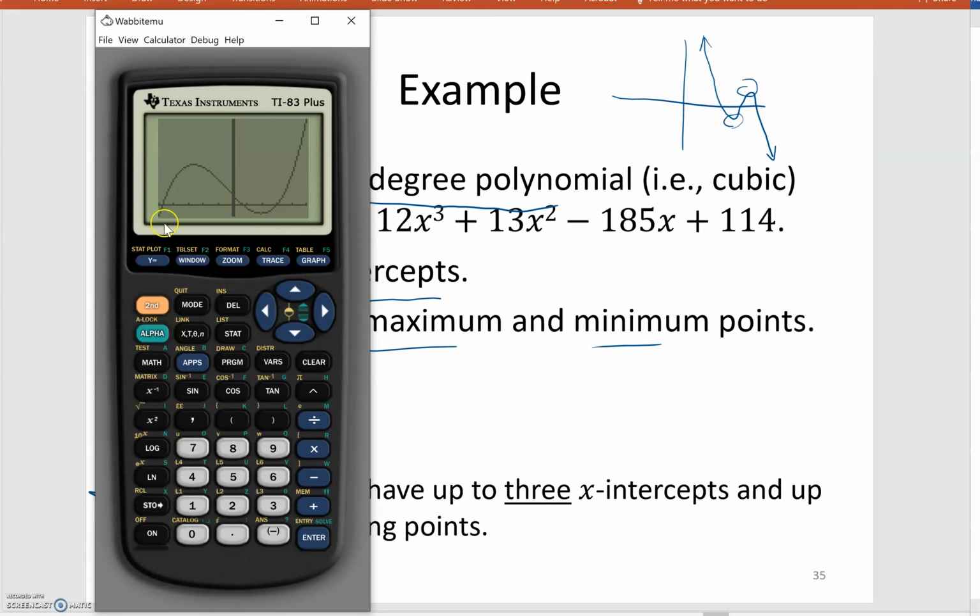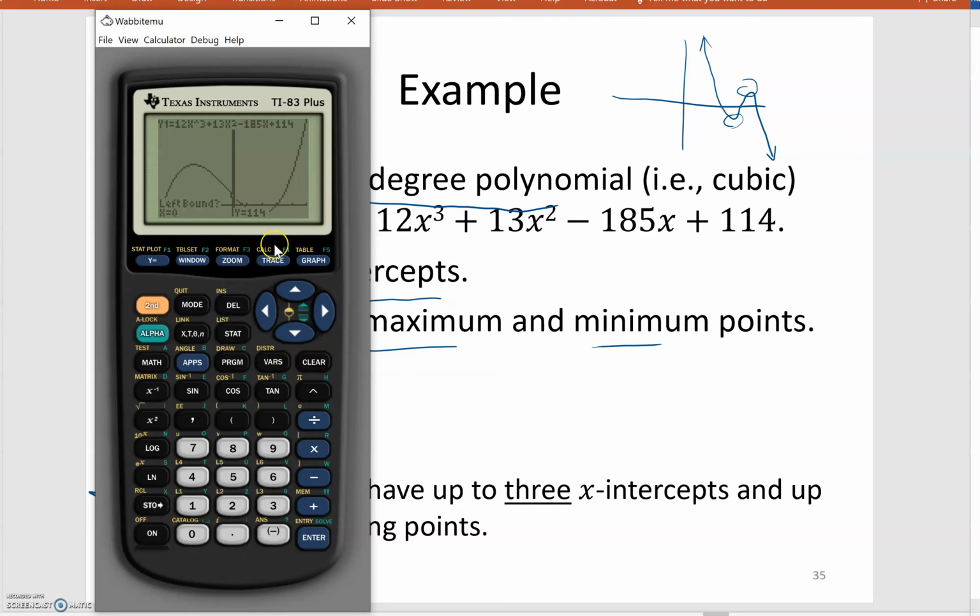Now we can see we actually do have 3 x-intercepts. 1, 2, 3. So we'll need to find all of those, and we have our local maximum there, our local minimum there. This is not a local maximum, that's not a local minimum, in the leftmost and rightmost corners, because the function continues to go down and go up, and we're not restricting our domain here, we're looking at the full domain. Okay, so now let's look at finding those zeros.